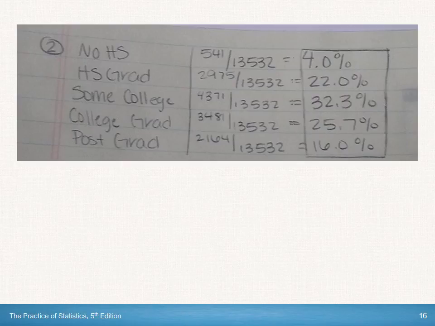So we have 4% out of our total people that we surveyed had no high school, 22% high school grads, 32.3% some college, 25.7% college grads, and 16% were post-grad. Again, if I add all those numbers up, I equal 100 or a number extremely close to 100. Remember, we talked about sometimes rounding errors can give you problems. This one does actually add up to 100, so we should be good.